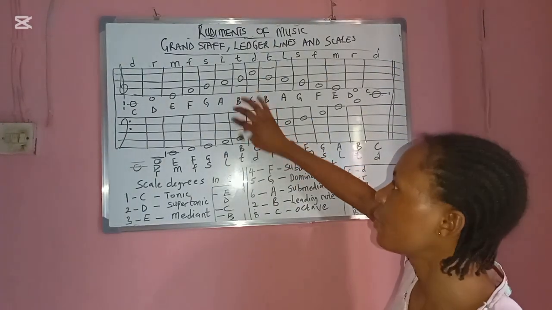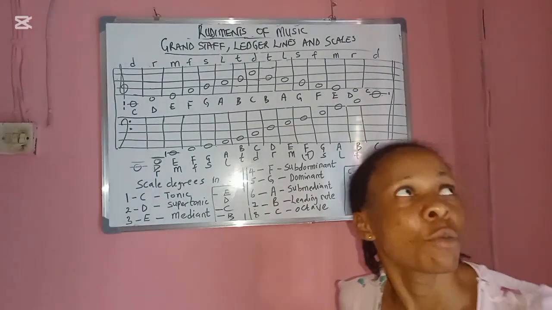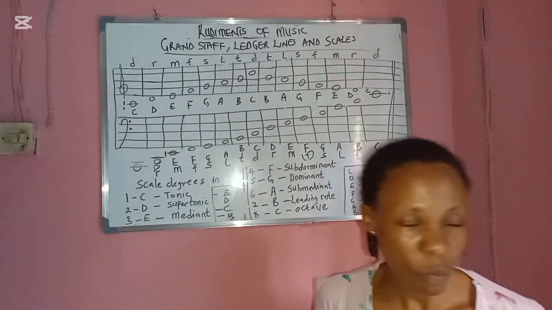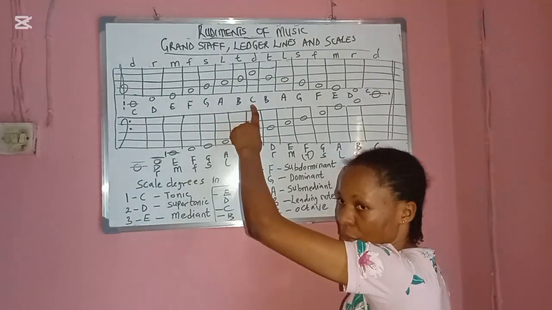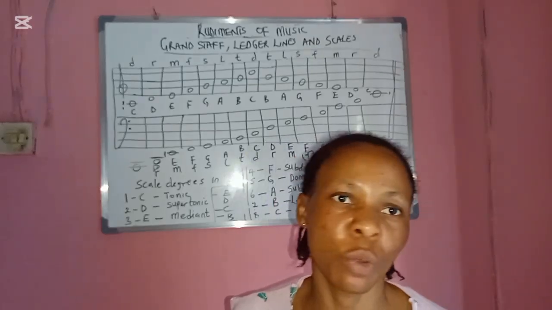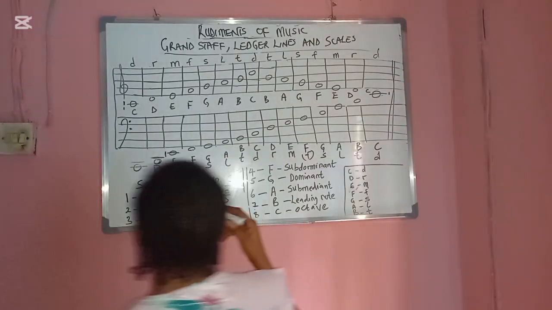So since we already have A in a space, what will be in the line now? Or since we already have A in a line, what will be in the space? It is B. And since we don't have any other line to add C, what do we do? We add ledger lines.